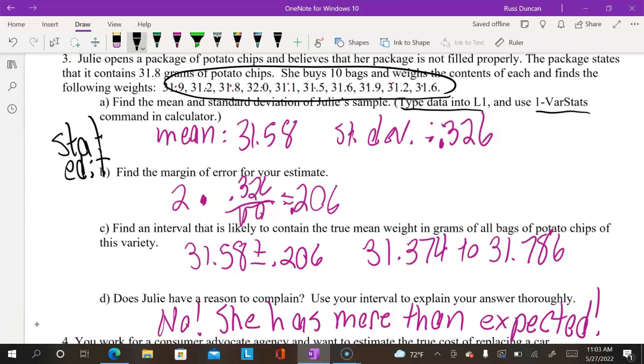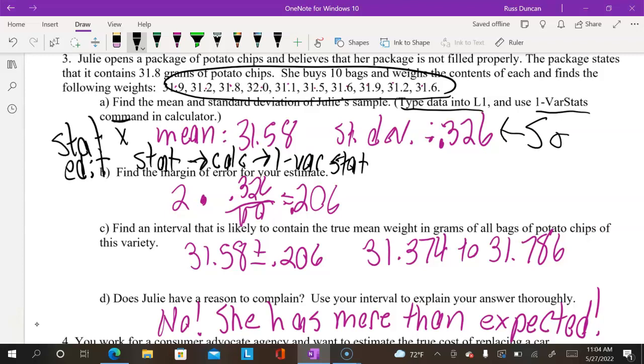And then if you do stat and then calculate and then one variable stats, then you can find the mean. It looks like this. And then the standard deviation is S mu. I talked about that in the other video, but there you go. All right, I'm going to stop it now.